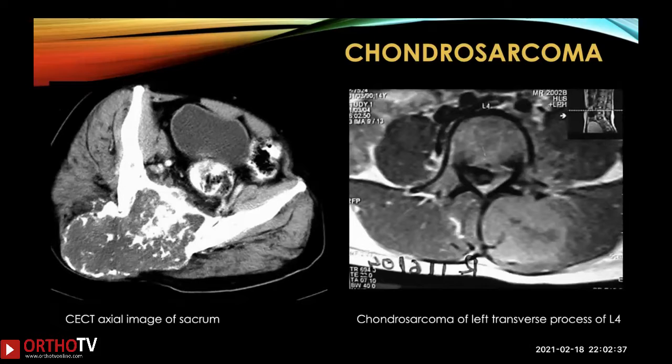This is the CT axial view of the sacrum with a chondrosarcoma. And this is a chondrosarcoma of the left transverse process of L4.